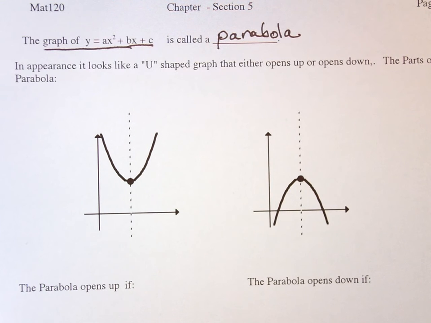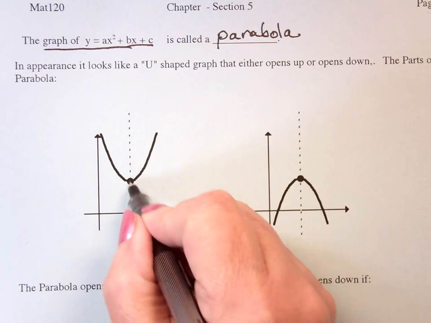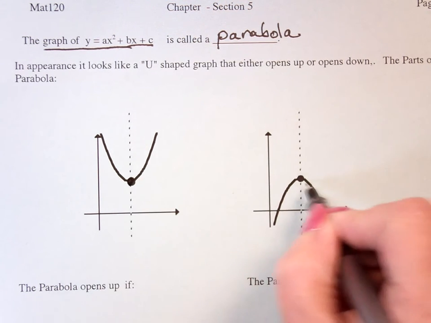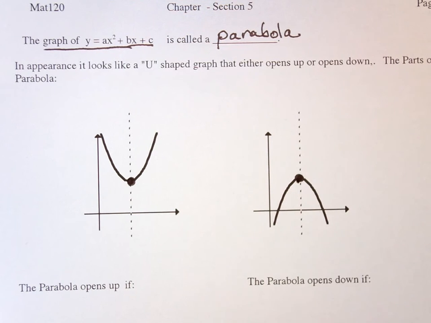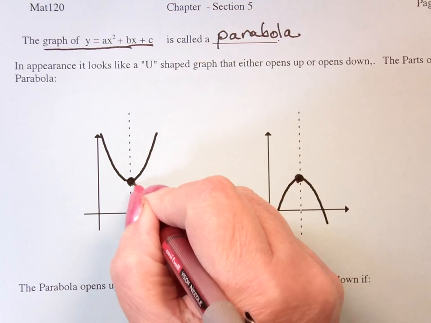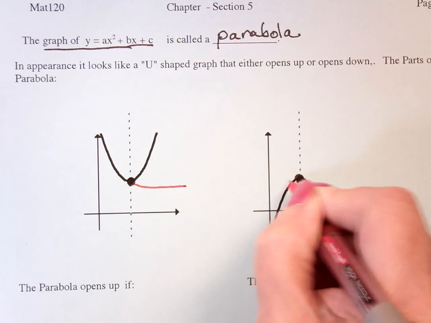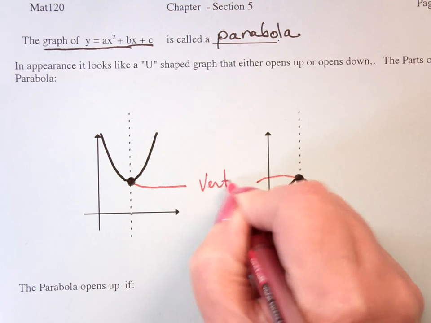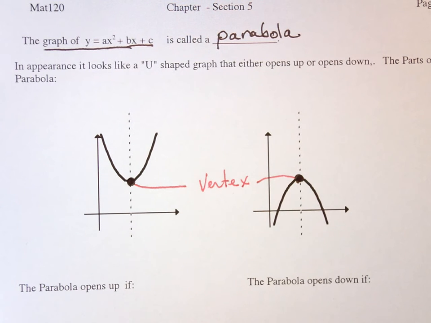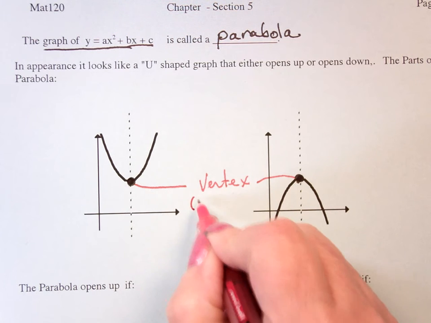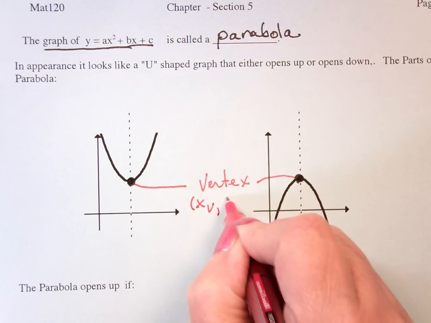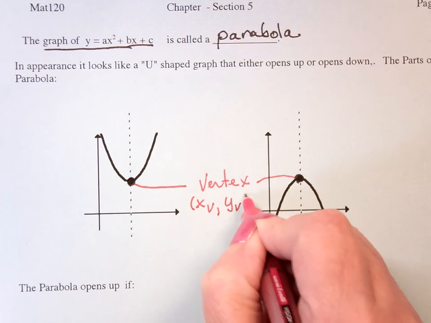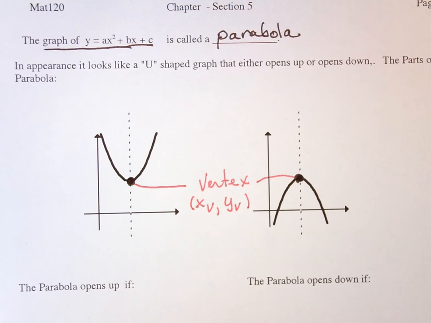Now, there are parts to the parabola. The first part we're going to look at is this point right here. And this point, which is a low point or a high point, is called the vertex. And I label it as x sub v, comma, y sub v. V for vertex.